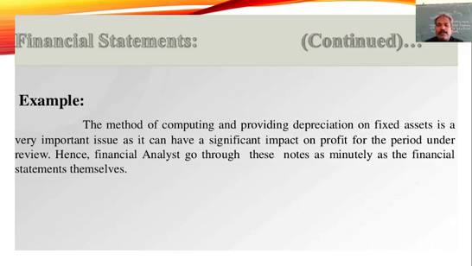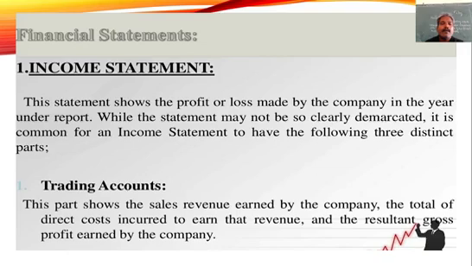Hence, financial analysts go through these notes as minutely as the financial statements themselves. This is the most important. So the first statement is the income statement. This statement shows the profit or loss made by the company in the year under report. While the statement may not show it clearly, it is common for an income statement to have the following three distinct parts. First one is the trading account, followed by the profit and loss account. The third one is the profit and loss appropriation account.